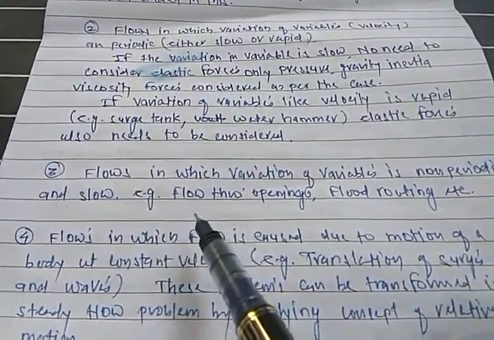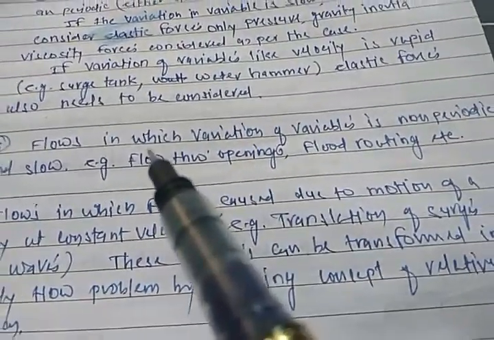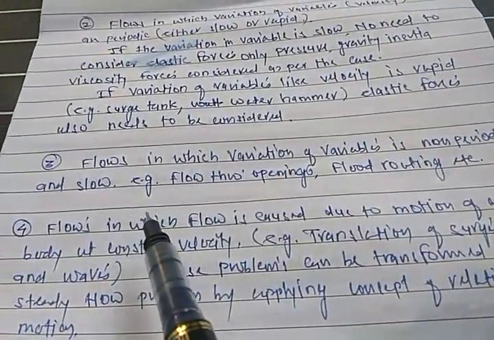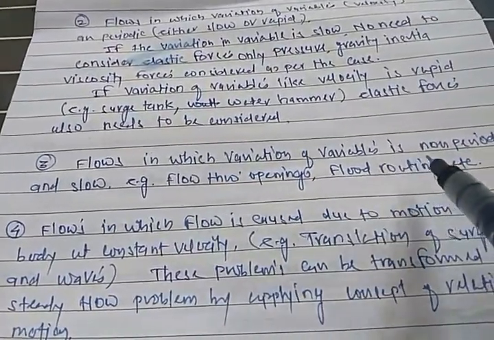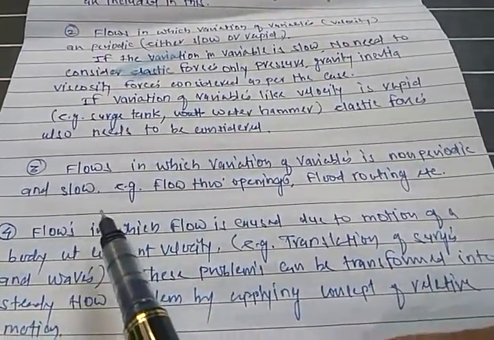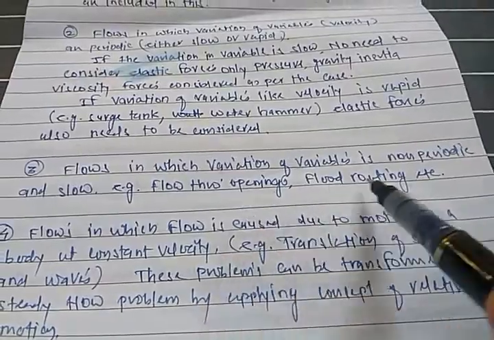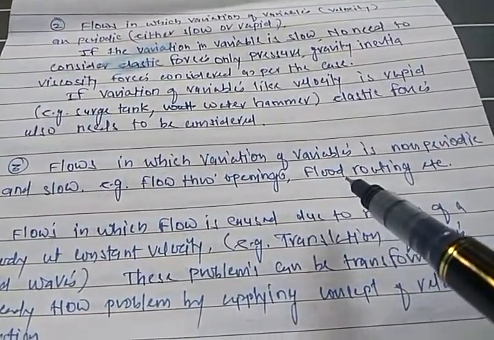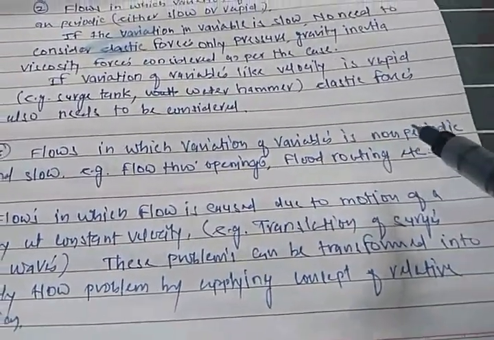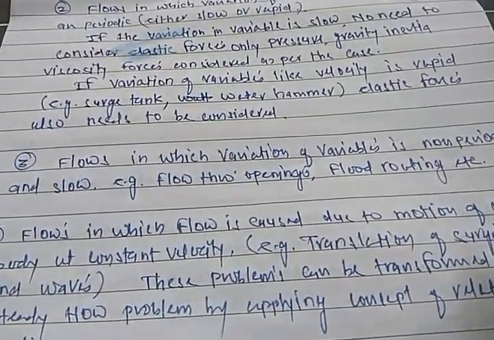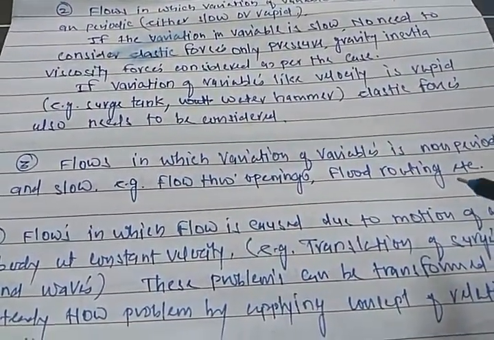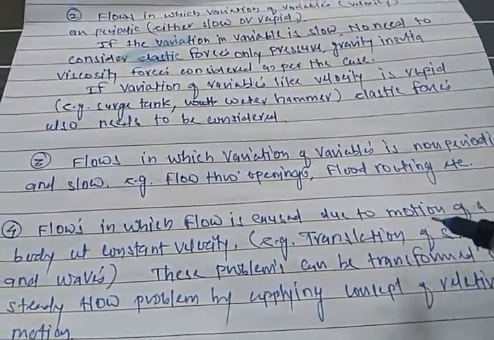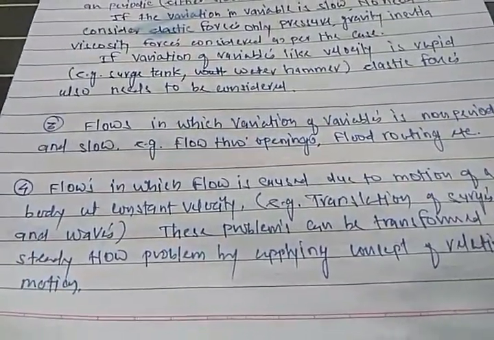Next, flows in which variation of variable is non-periodic and slow. So pay attention, non-periodic and slow. For example, flood routing. The depth of water in a flooded area changes very slowly, and that change is non-periodic, that is, it is not going to repeat itself.